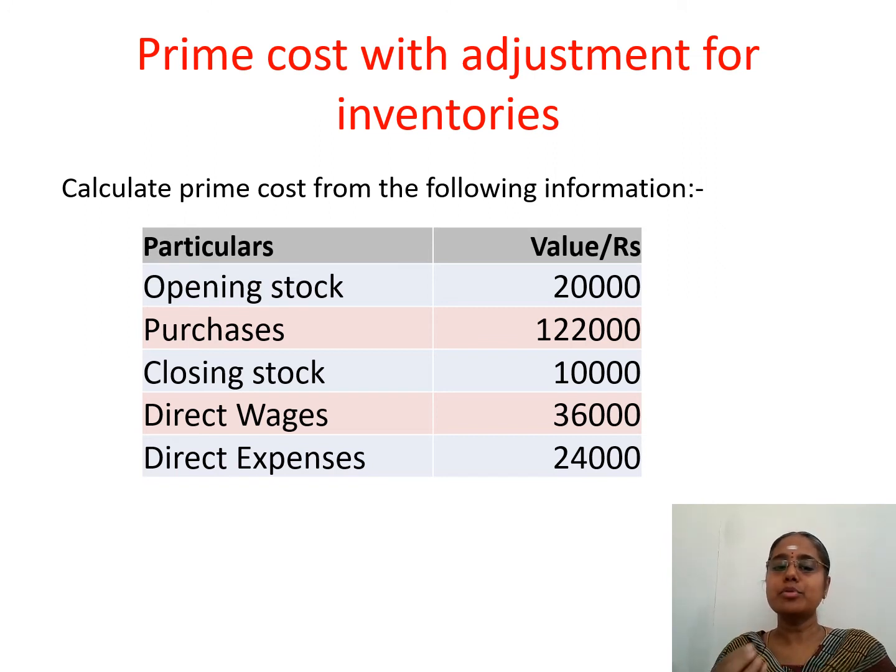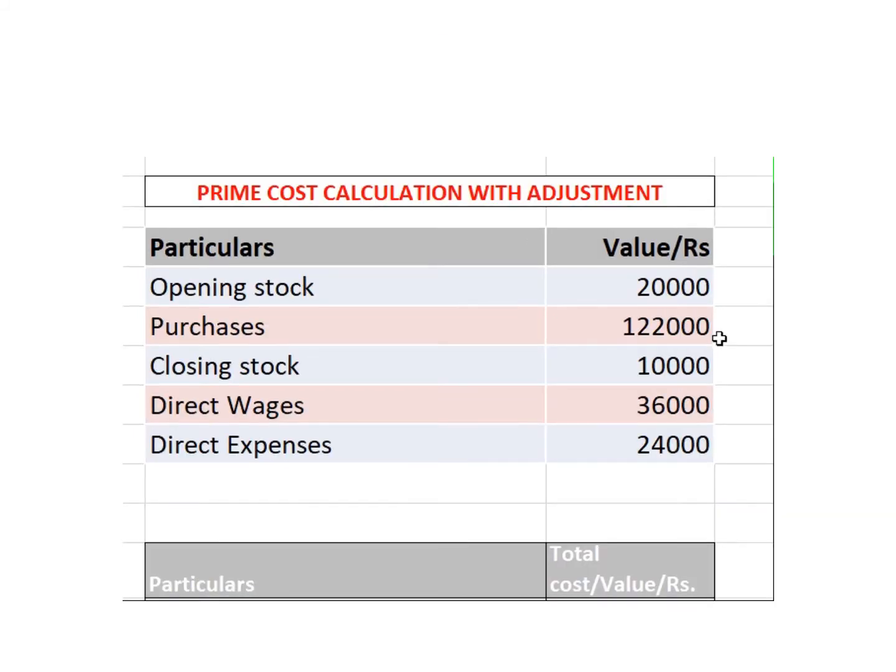From this, you have to find the direct material that is used. And then direct wages and direct expenses are given directly. So can you calculate? I will show the calculation now. So let us see the problem. I have given the values here, the particulars and the value for the opening stock, purchases, closing stock, direct wages and direct expenses. The values are given.